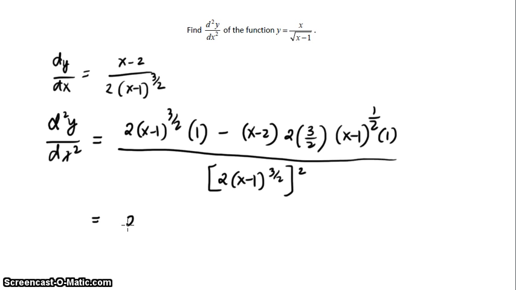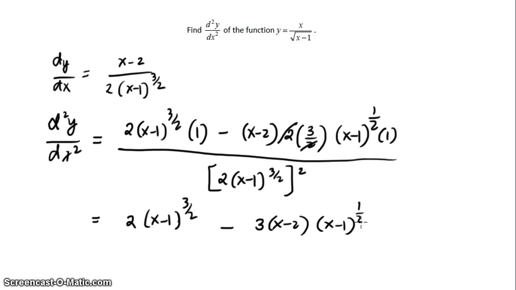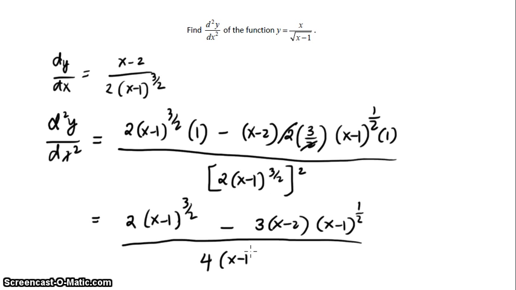So just make this 2, this is just times 1, so you have x minus 1 to the 3 over 2 minus, just cancel what you can cancel. So this is 3 and 1, that's 3. Then you have x minus 2, and then you have x minus 1 to the 1 half, all over 4, that is 2 squared. And then when you square the x minus 1 raised to 3 over 2, the 2 and 2 will cancel. So you have x minus 1 to the third.